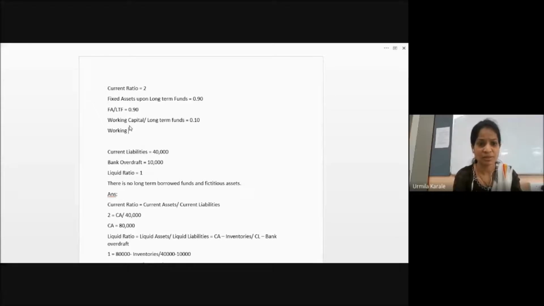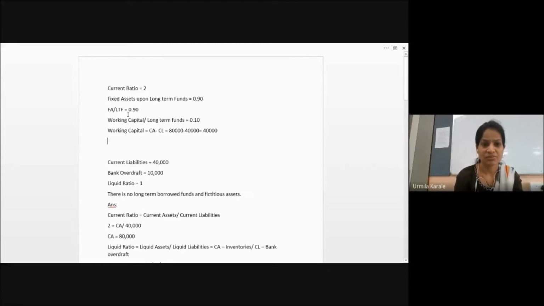So, working capital equals 40,000. Working capital equals current assets less current liabilities, which is 80,000 less 40,000, equals working capital of 40,000. Now put the information in this formula. Working capital you did not have, so पहले हमने working capital find out किया.